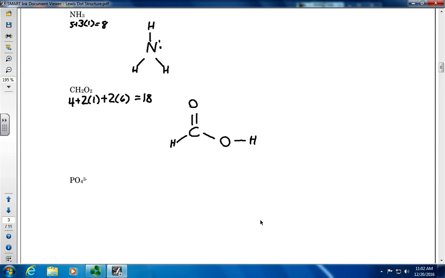So carbon has its complete octet, hydrogens are happy, so now we just need to add a couple of electrons onto both of the oxygens. So we just need a couple of lone pairs.